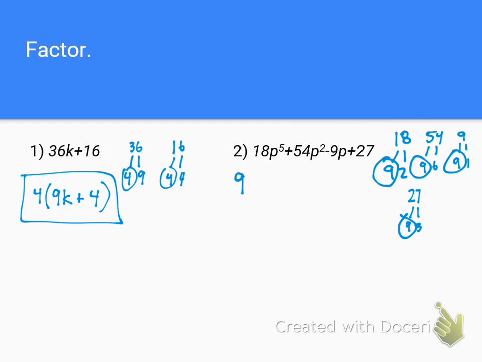So then I'm going to write down 9, open parentheses. Then I ask myself, what's 18 divided by 9? 2. Since P to the 5th can't be divided by anything else, we're just going to bring that down. And then we got positive 54 divided by 9 is going to be positive 6. P squared, bring it down. Then we got negative 9 divided by 9 is negative 1, right? And the P comes down. Now it says negative 1P, but I don't really necessarily have to have that negative 1. And then positive 27 divided by 9 is positive 3.